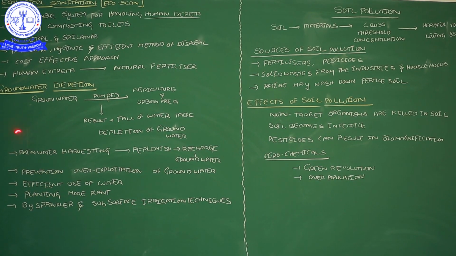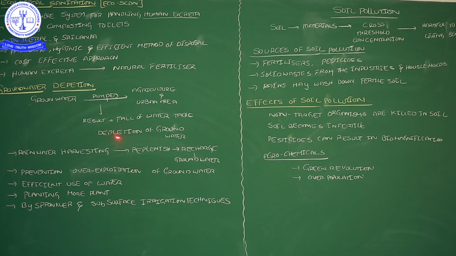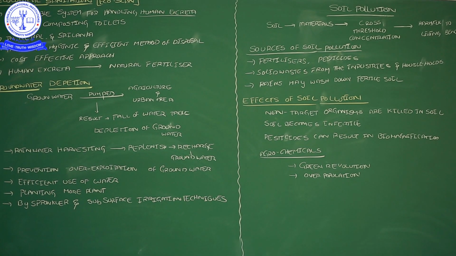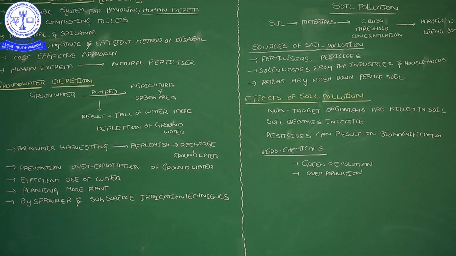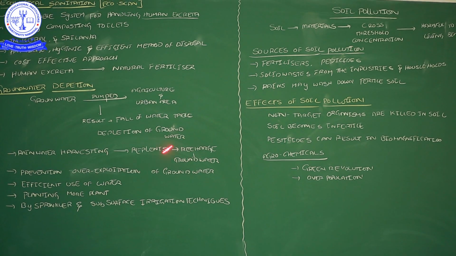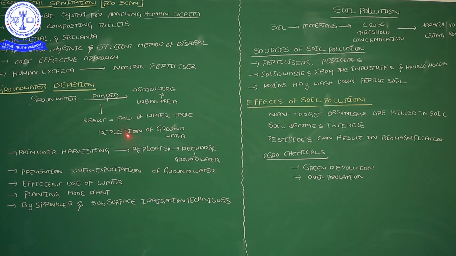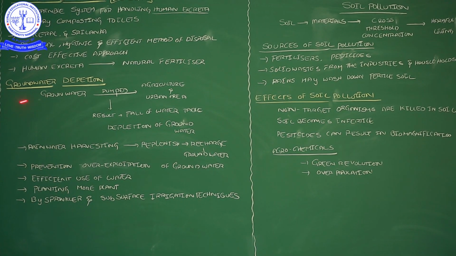This results in a fall of the water table and depletion of groundwater. We studied the water cycle: vapor, cloud formation, rains, rain falling down, and again rivers. That cycle is interrupted by this. Finally, groundwater levels decrease and deplete. So what can we do to recharge or overcome this groundwater depletion?